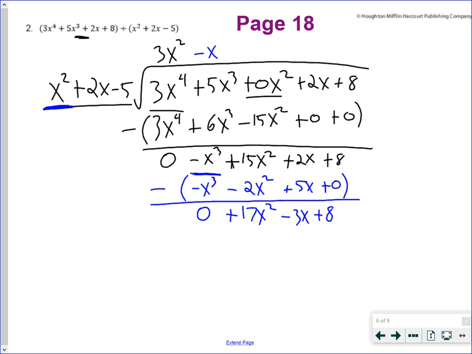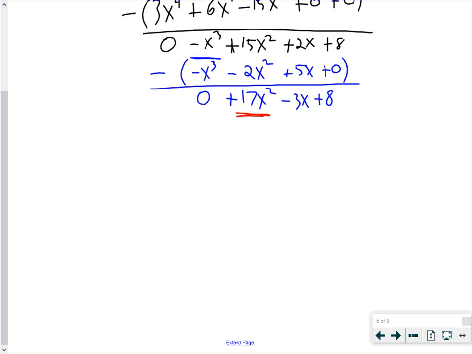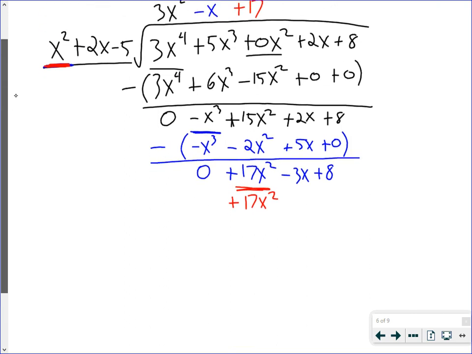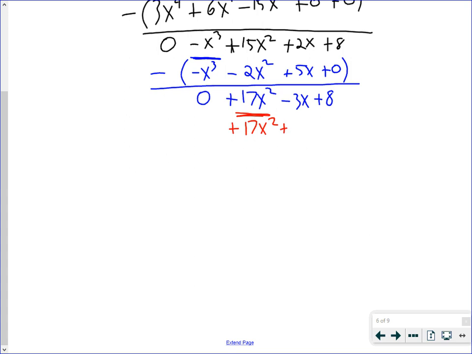Okay? And now we're going to do the same thing again. We're going to see how many times does x squared right here go into 17x squared. Or x squared times what gives you 17x squared. And this is going to be a positive 17. 17 times x squared is a positive 17x squared, which is what we want. 17 times positive 2x is a positive 34x. And then lastly, 17 times negative 5 is negative 85.